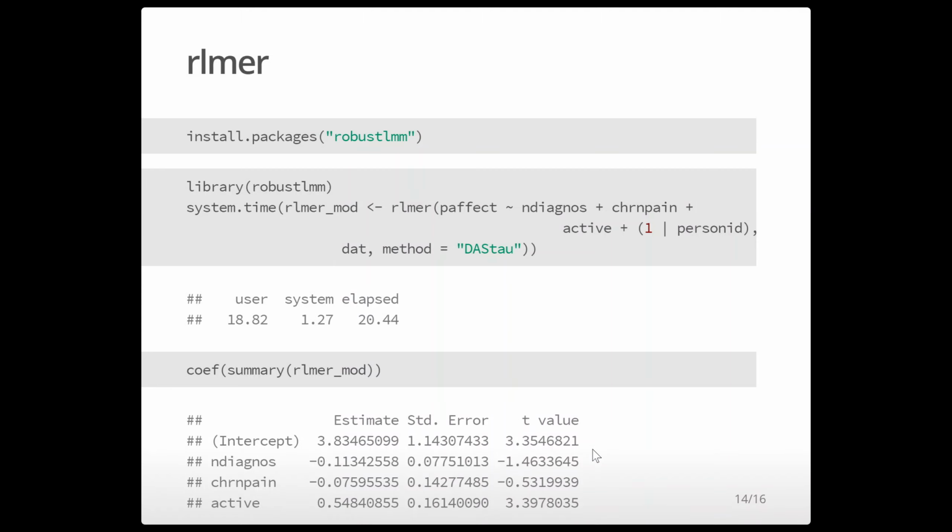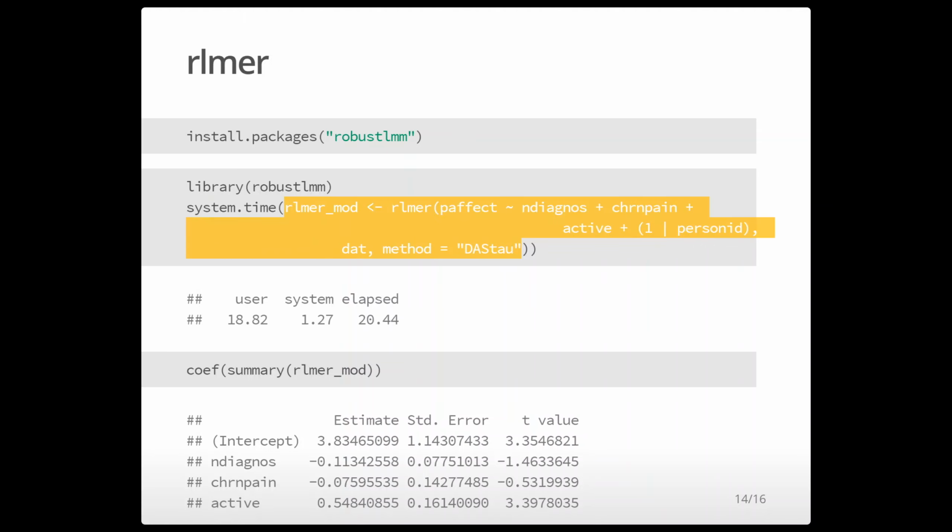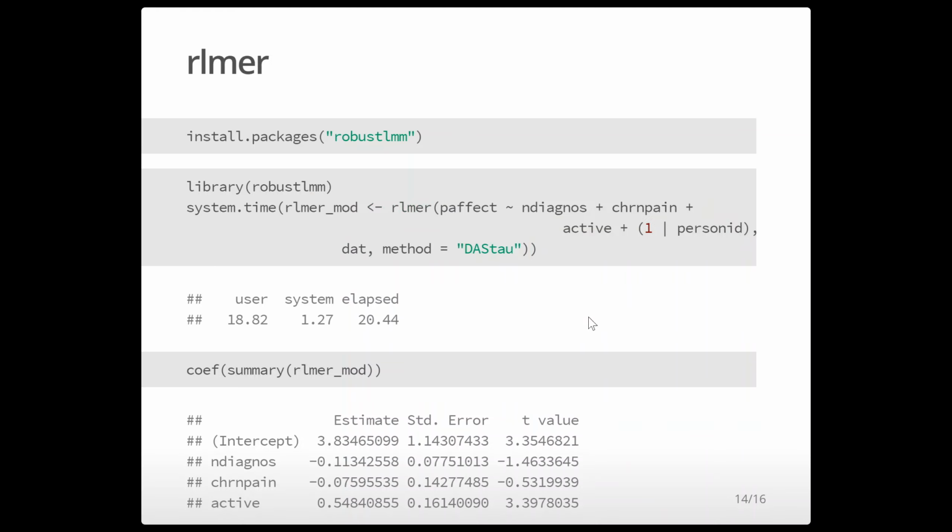So here I install the package, I load the package, and I'm calling system.time on my model fit. Inside the system.time, I'm just creating my rlmer object, and the reason I'm doing this is because I want to see how long it takes to go. It took about 20 seconds for this function to work on this model on my computer.